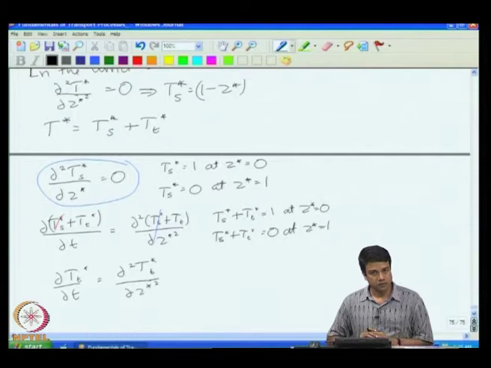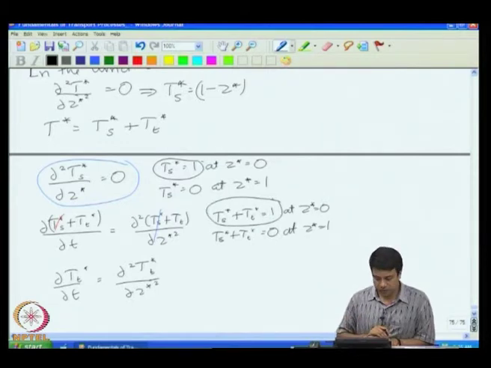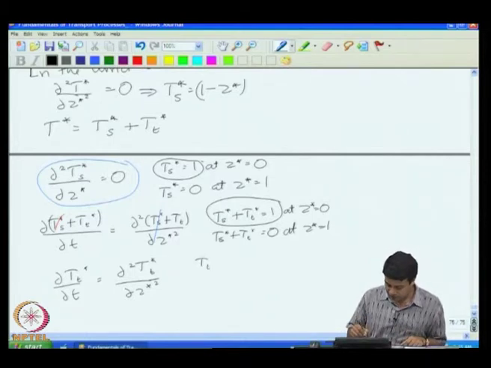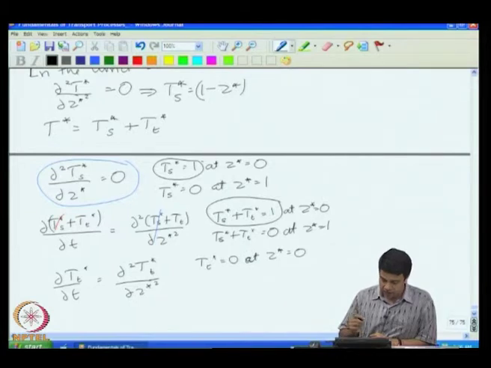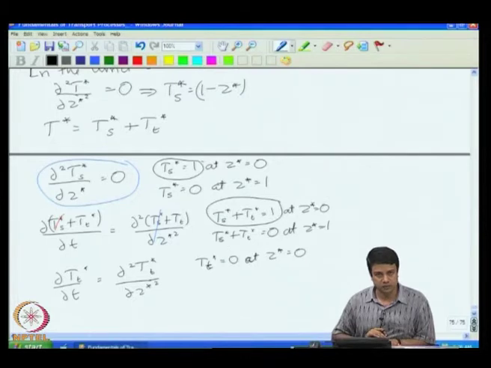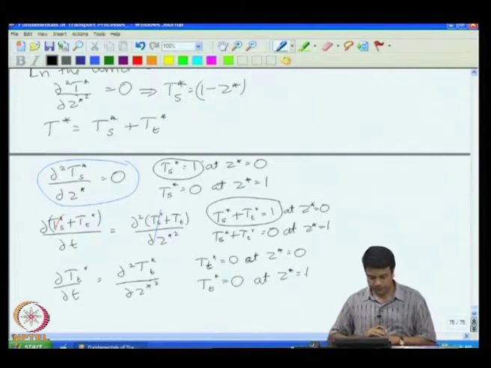What about the boundary conditions? At z is equal to 0, T steady is equal to 1, and T steady plus T transient is also equal to 1. The total temperature is also equal to 1. That means I have to have T transient is equal to 0 at z is equal to 0. So, the transient part of the temperature has to be identically equal to 0 at z is equal to 0. How about at z is equal to 1? T steady is 0, the sum of the two, T steady plus T transient, is also equal to 0. Therefore, I need to have T transient is equal to 0 at z star is equal to 1.